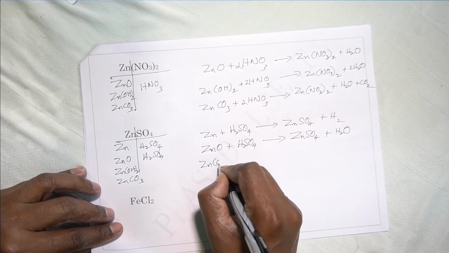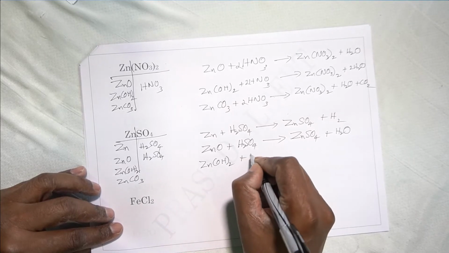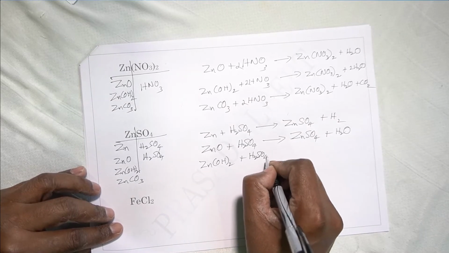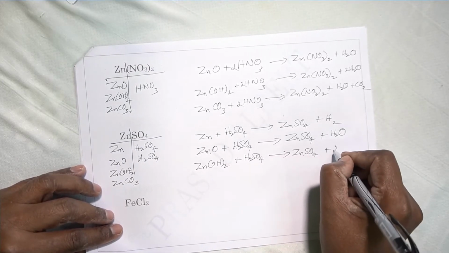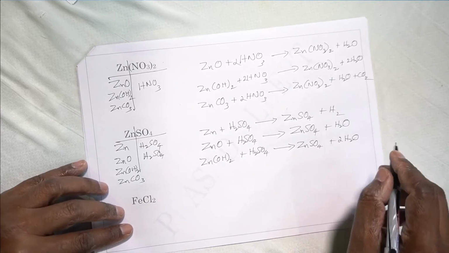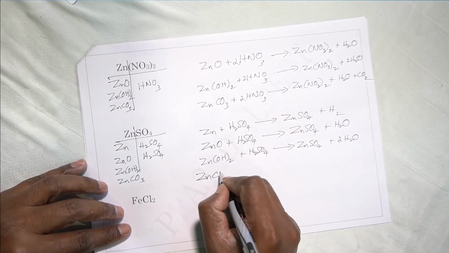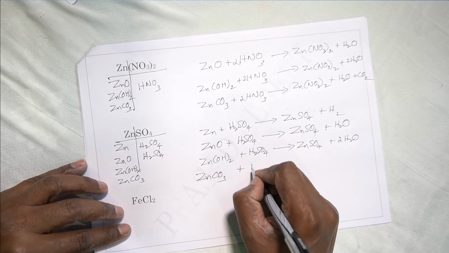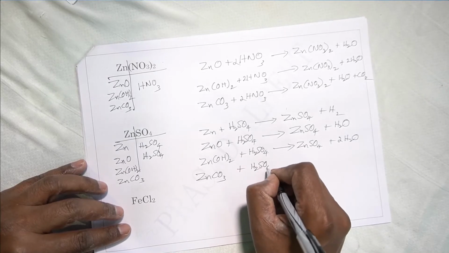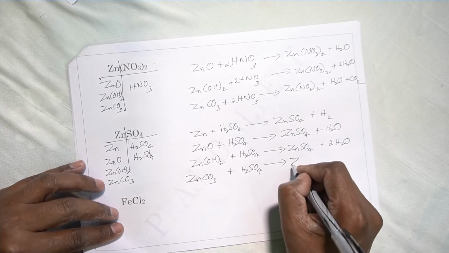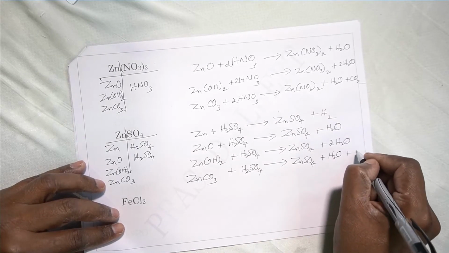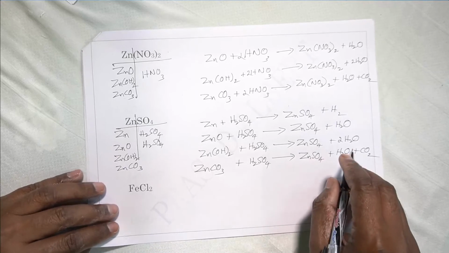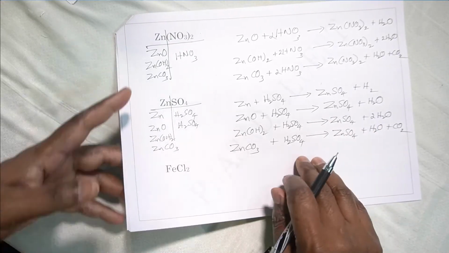Then zinc hydroxide plus H2SO4. Again you get zinc sulfate plus 2 H2O. There are 2 OH groups, 2 H2O. Zinc carbonate, ZnCO3 plus H2SO4. Carbonate plus acid gives salt, zinc sulfate plus water plus carbon dioxide, right? Very simple. Now we have the next salt, salt of iron.